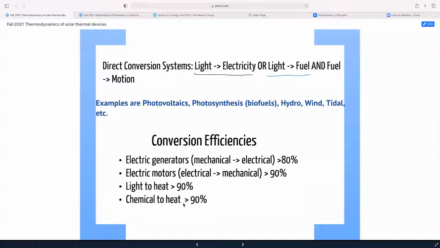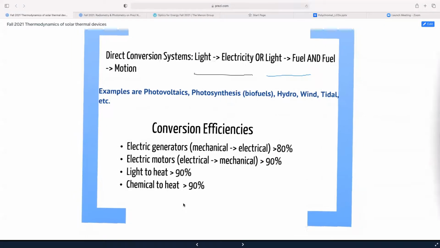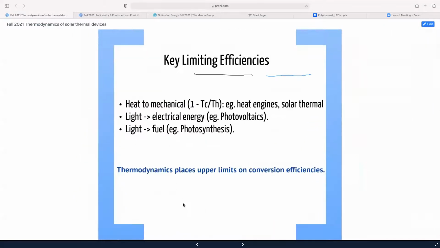Light to heat can be greater than 90%. Chemical to heat can be greater than 90%. So the efficiencies can actually be quite high, theoretically at least. Now, what limits them? What limits the efficiency is what's called the Carnot theorem. We'll look at this in a very cursory manner, but in summary, the efficiency is limited by this expression here, 1 minus Tc over Th.